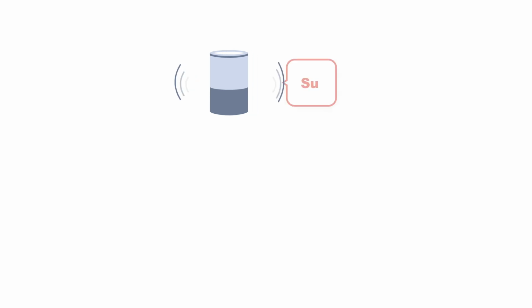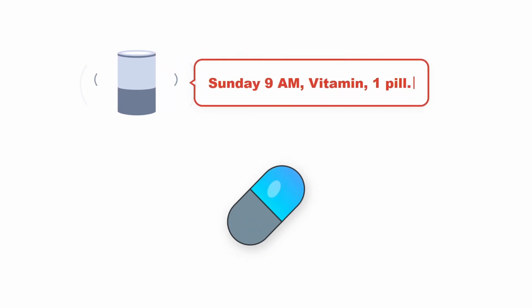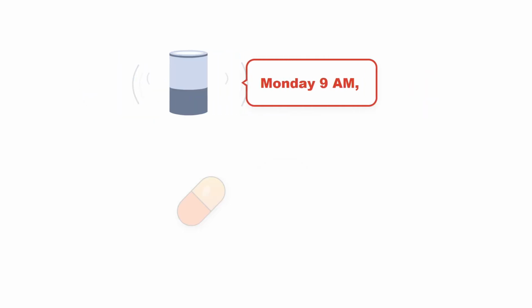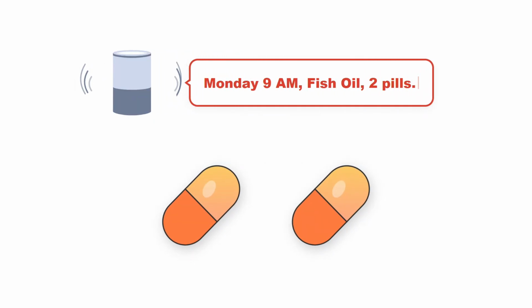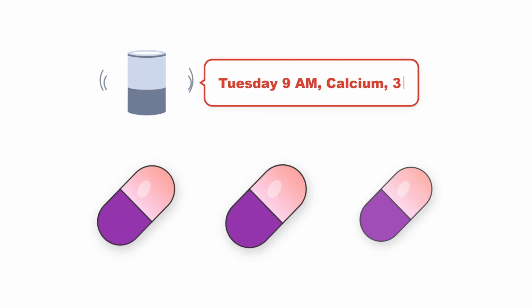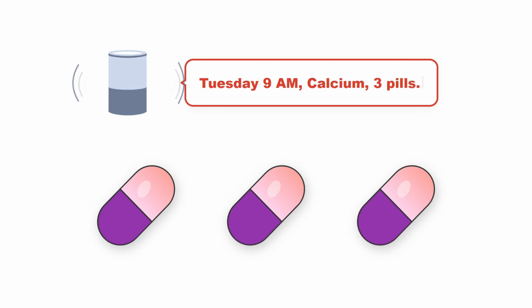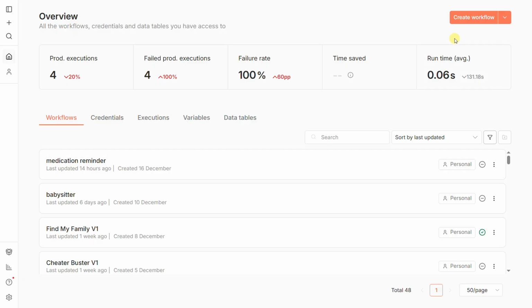In this video, I'll show you how to build an AI daily medication reminder system using n8n and Home Assistant. It intelligently reads a different medication plan each day and then generates a perfectly accurate voice instruction that tells the elderly exactly what medication to take and how much. All right, let's start building our n8n workflow.